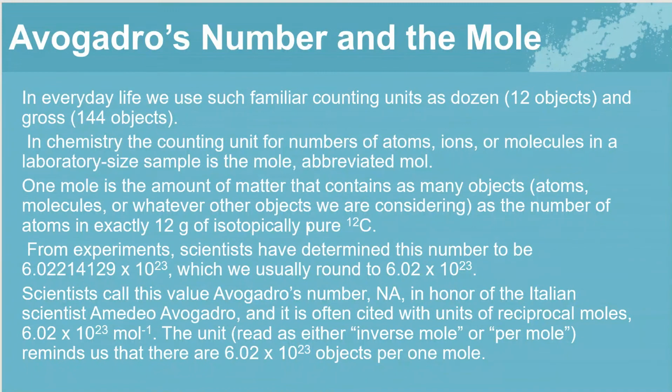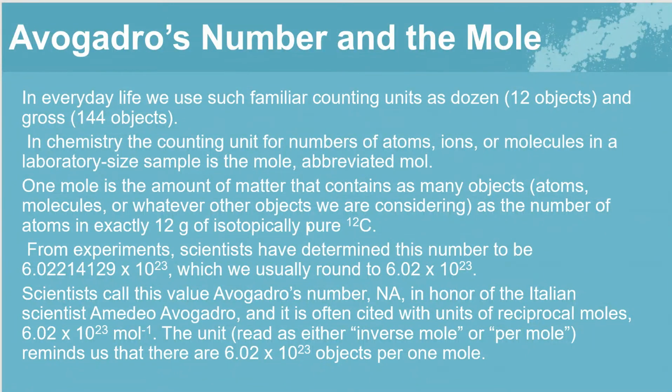So let me repeat that. 1 mole is the amount of matter that contains as many objects, whether it be atoms, molecules, or whatever other objects we are considering, as the number of atoms in exactly 12 grams of isotopically pure carbon 12. From experiments, scientists have determined this number, Avogadro's number, to be 6.02 times 10 to the 23.